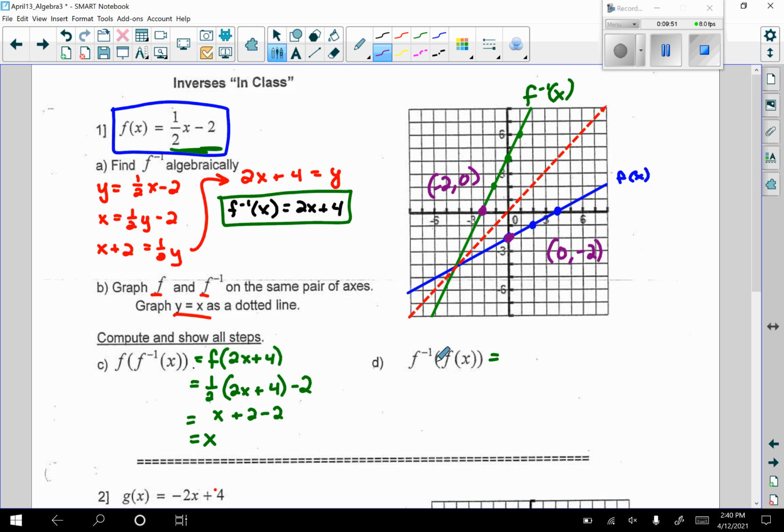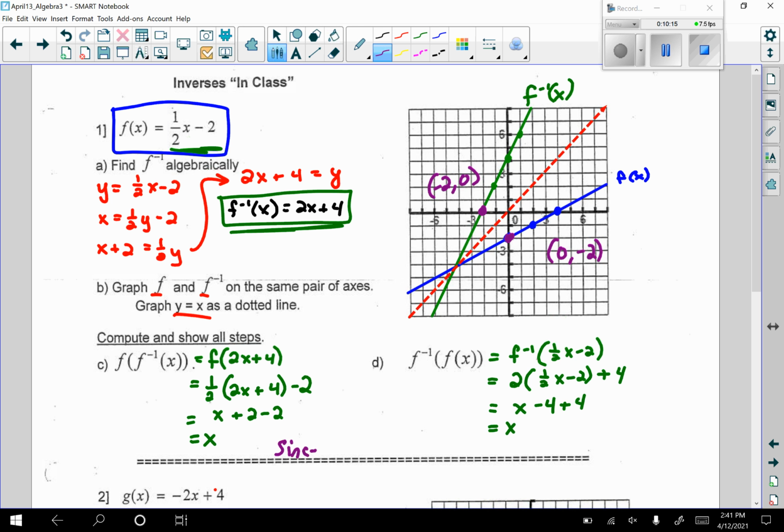So instead of trying to rewrite this, we can say it's the inverse of f of 1/2 x minus 2. So now this becomes 2 times the quantity 1/2 x minus 2 plus 4. Again, I'm just putting that into the inverse function. 2 times 1/2 x is x. 2 times negative 2 is a minus 4, plus 4. So then this gives us x. So this is what we want to conclude.